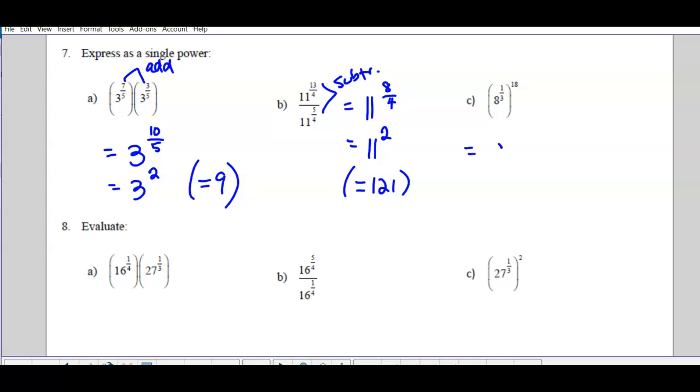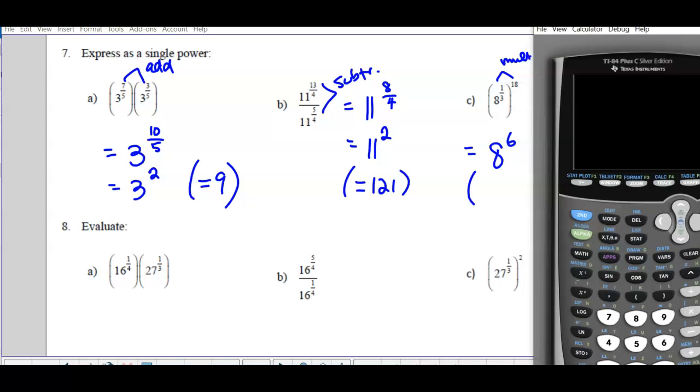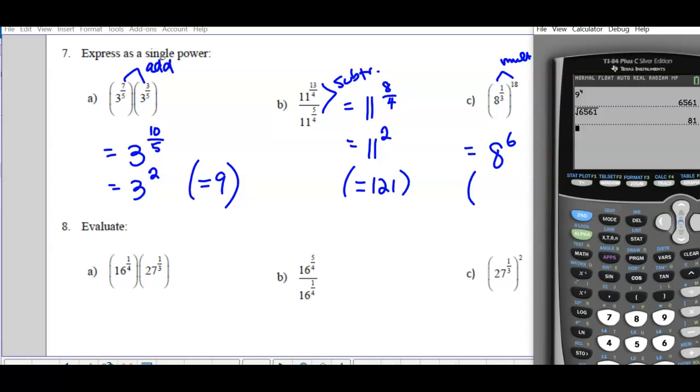And then C, power to power, you're just multiplying exponents. So this is multiplying. A third times 18 is 6. I don't know what 8 to the 6 is. You can evaluate it. Didn't ask you to, but what is it? It is 262,144.